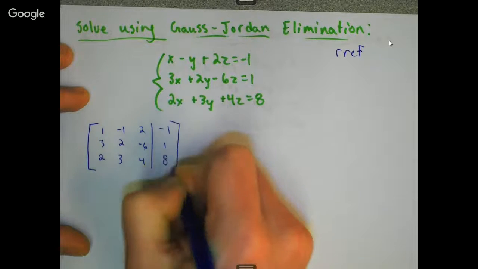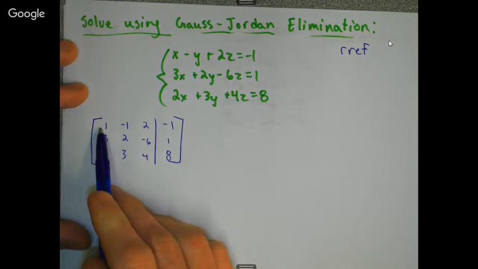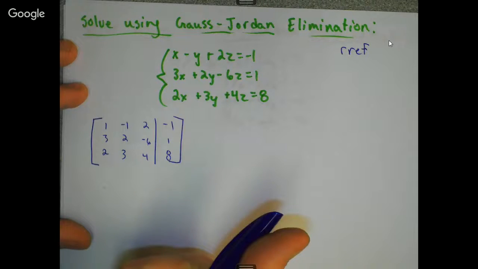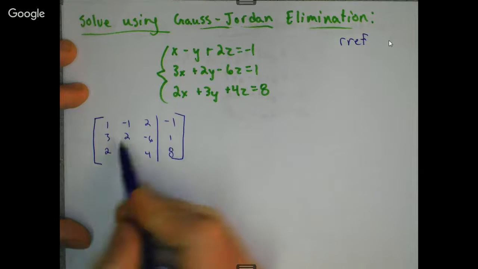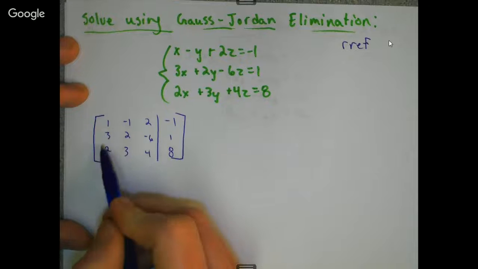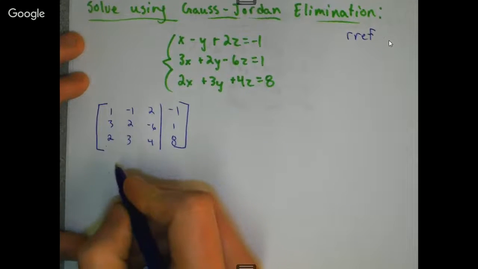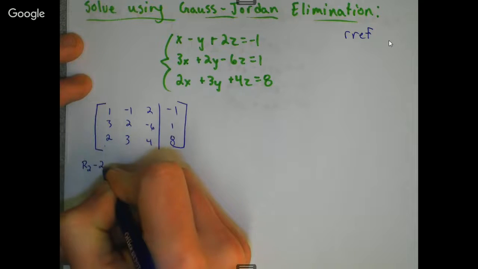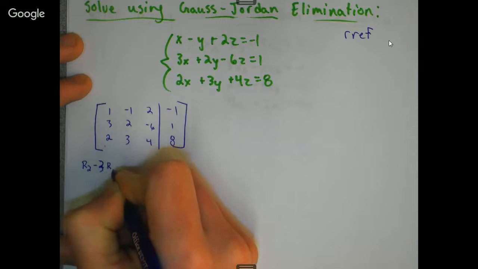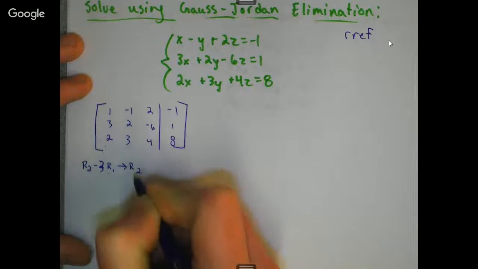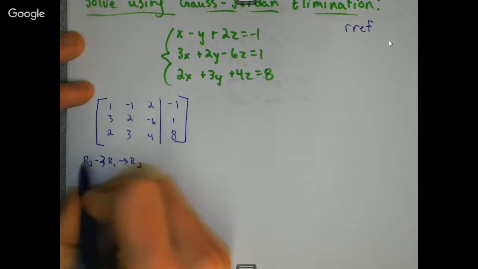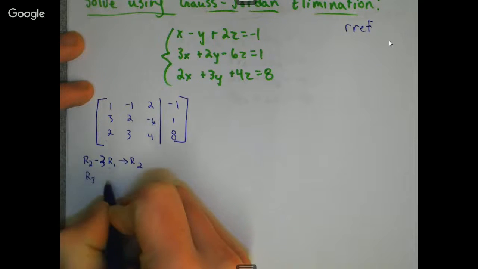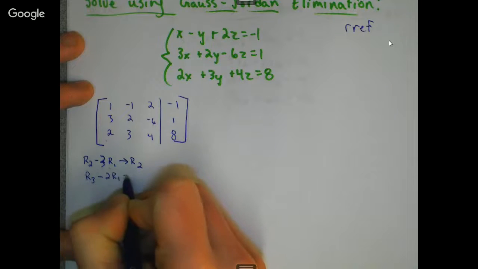Okay, you want a 1 in the top left, which we already have, which is good. The next thing is I want this row and this row to have zeros here. So row 2 needs to change. We're going to subtract 3 times row 1, put it back into row 2. And I'm actually going to make this a 0 at the same time. So row 3 needs a change, and we're going to subtract double row 1 and put it back into row 3.